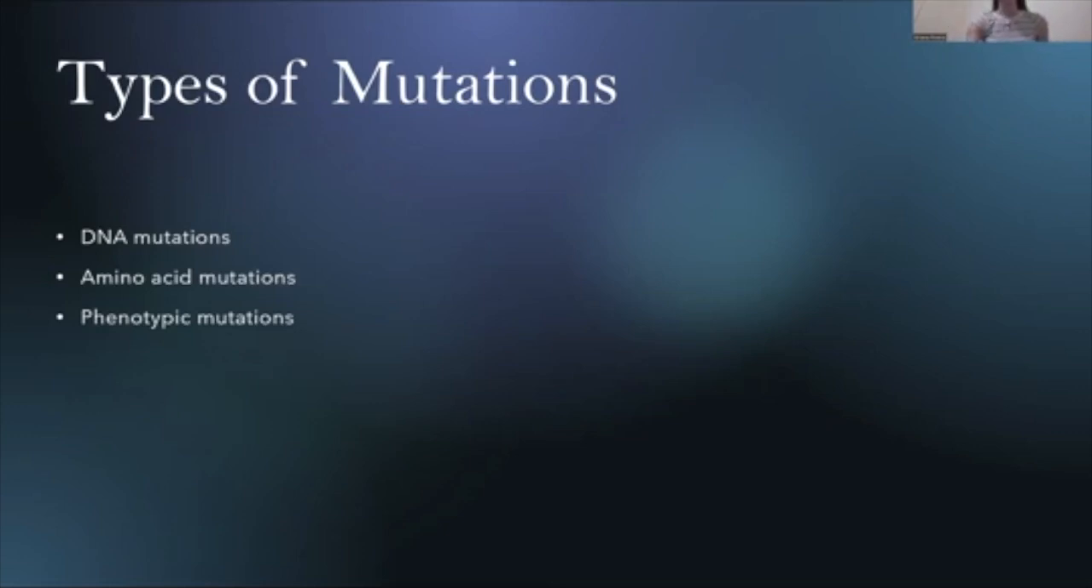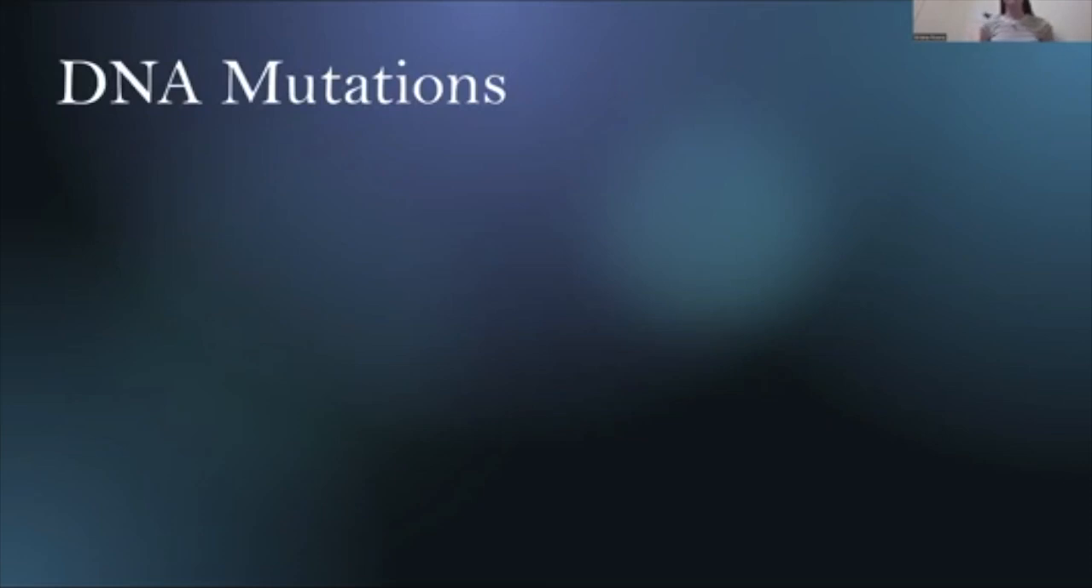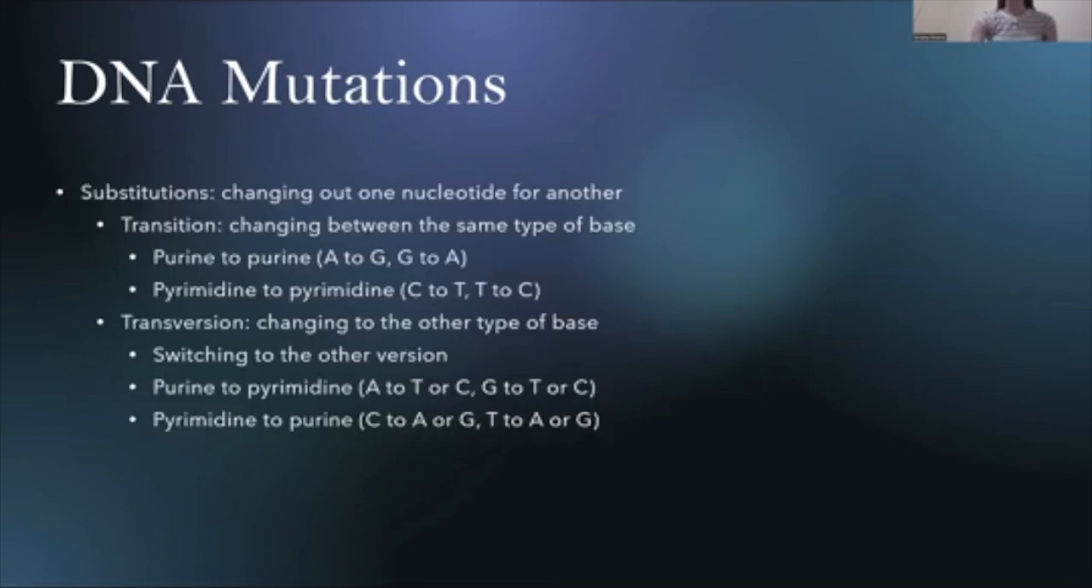So let's get started with DNA mutations. There are two main categories: substitutions and frameshift mutations. We're going to start with substitutions. In substitutions, you're changing out one nucleotide for another. So you're not going to be extending or shortening the length of the DNA. It's the same length. You're just changing one nucleotide out for another. There are a couple different ways this can happen. It could either be a transition mutation or a transversion mutation.